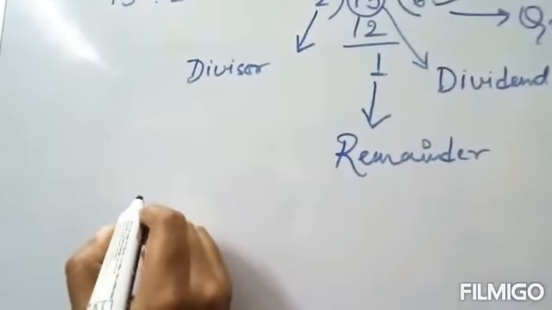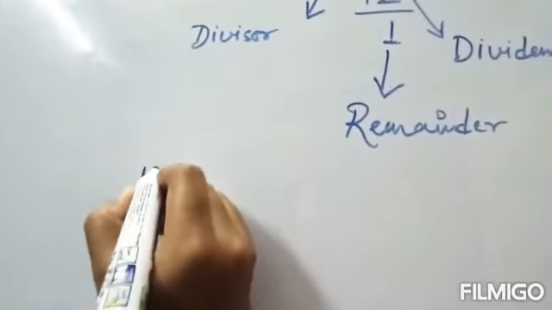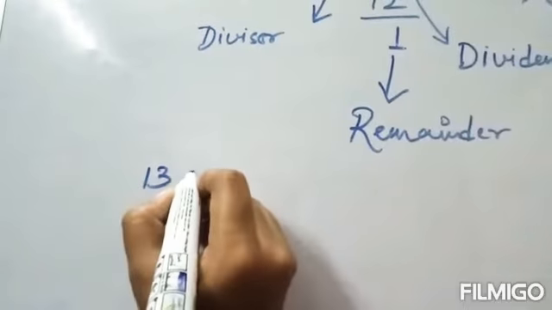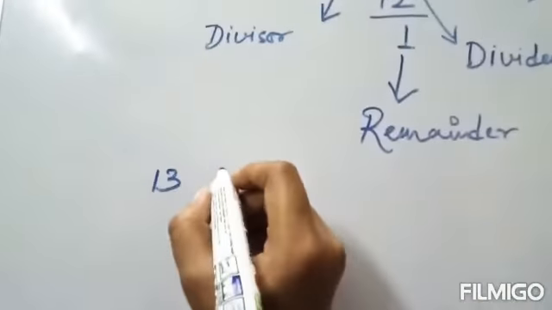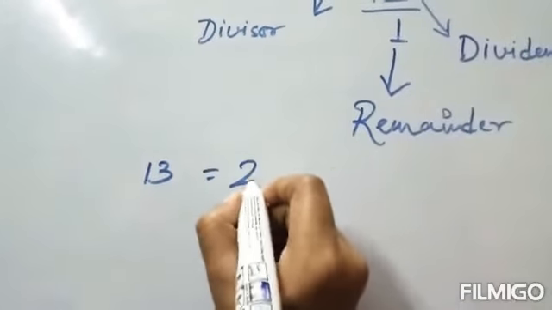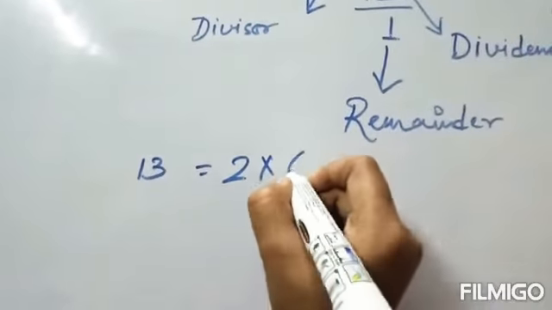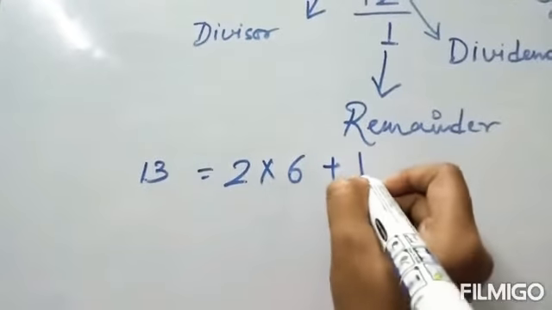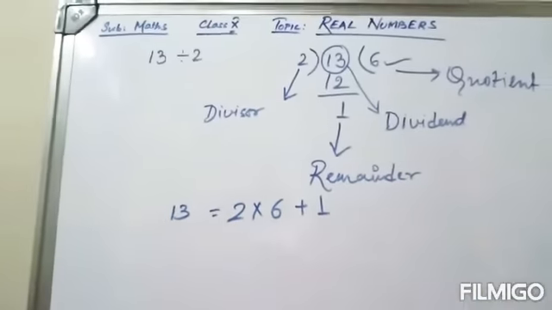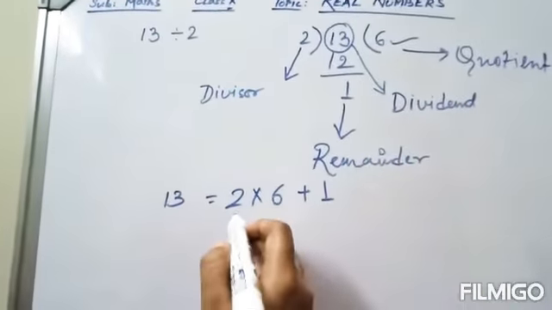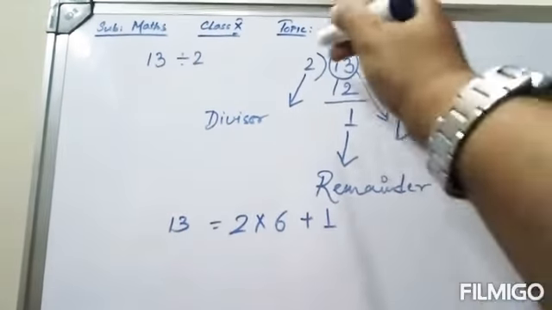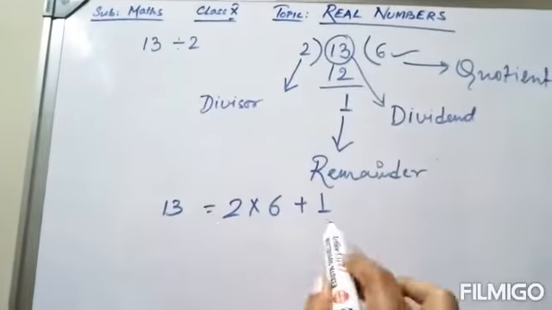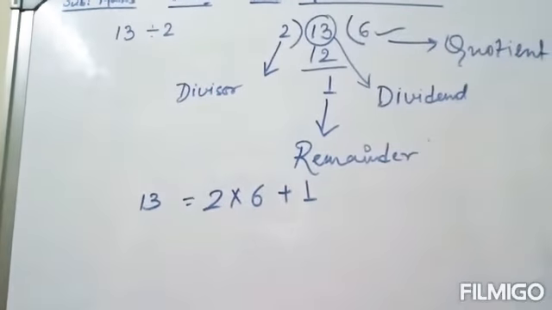If I write 13 and I want to express this whole division in one line, what will I write? 2 into 6 plus 1, right? 6 twos are 12, 12 plus 1 is 13. So I have expressed the whole division in one line. So always we can do that.